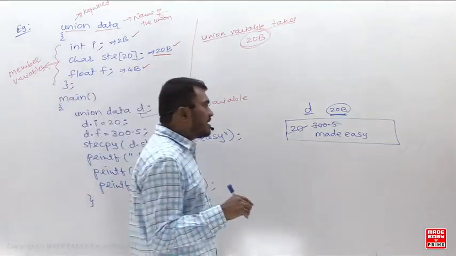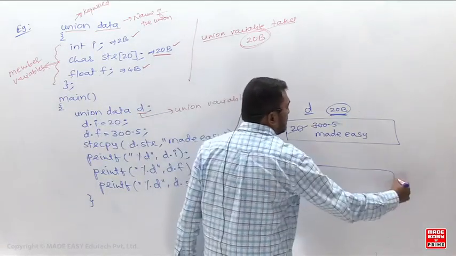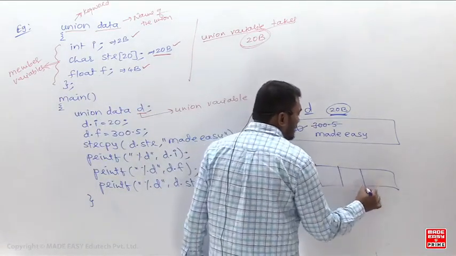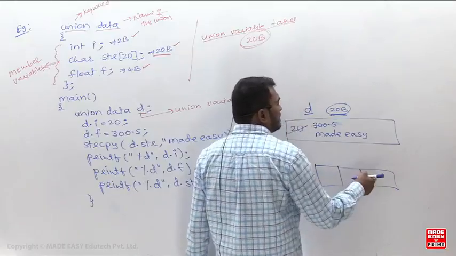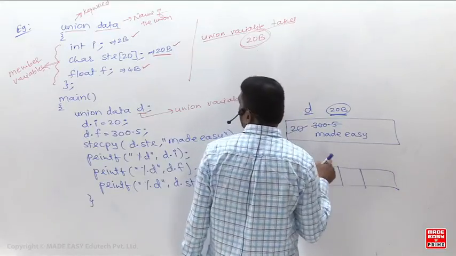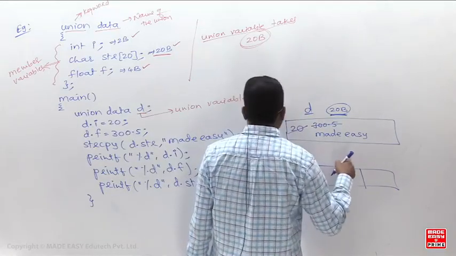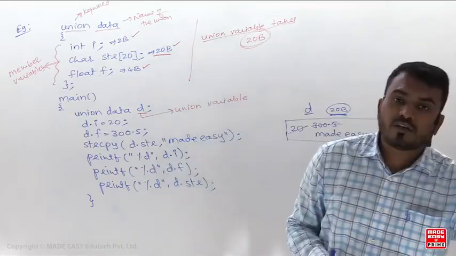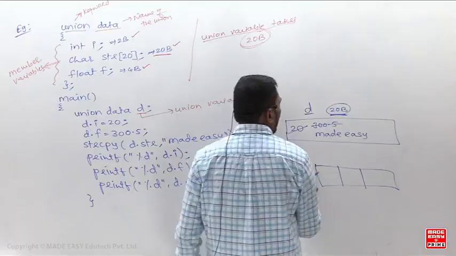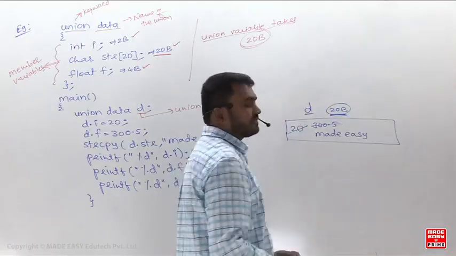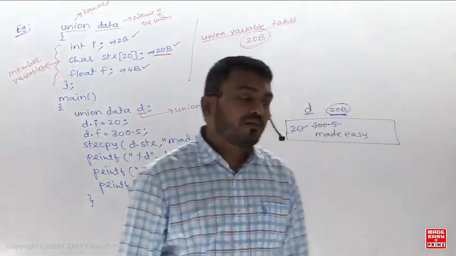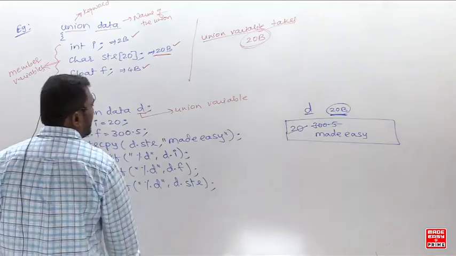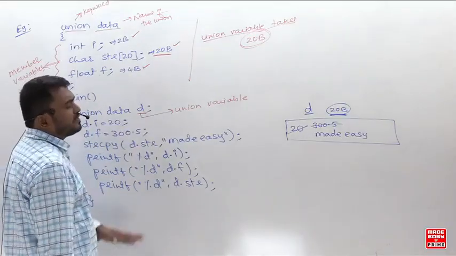But in case of structure, what happened? You have 3 blocks like this: this one, this one, this one. In the structure, you have 3 different blocks. Let's say this is an integer, this is a float, and this is a string. But here, you don't have 3 different blocks. Is that clear for everyone? The same memory space will be shared by all the members.